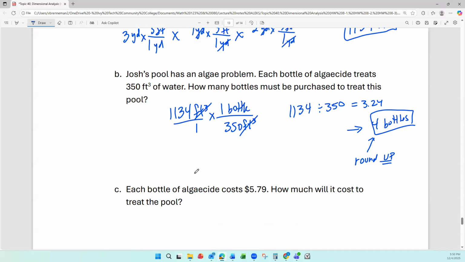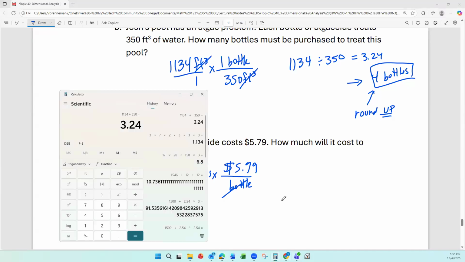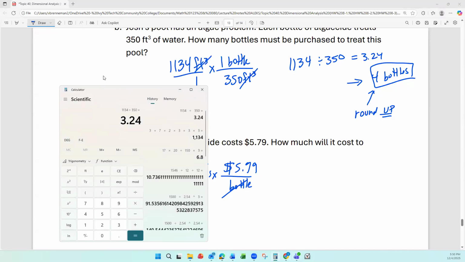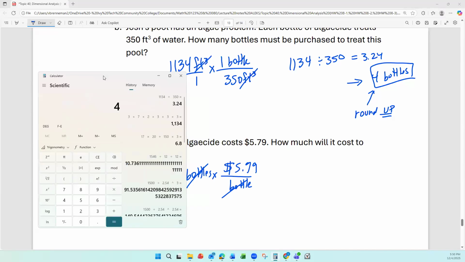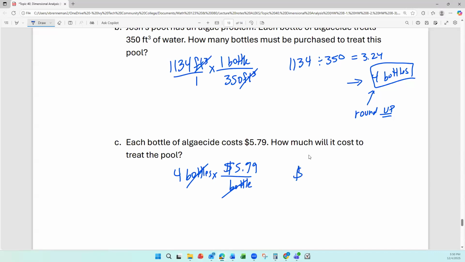And then each bottle of algicide costs $5.79, so he's getting 4 bottles at $5.79 per bottle. Even here, the dimensional analysis process is still working. You may not need to use it, but it's still there in what the units are doing. So taking 4 times $5.79, he needs to pay $23.16. We're not worrying about tax. Obviously, he would actually have tax added on. We'll assume the $5.79 includes tax.